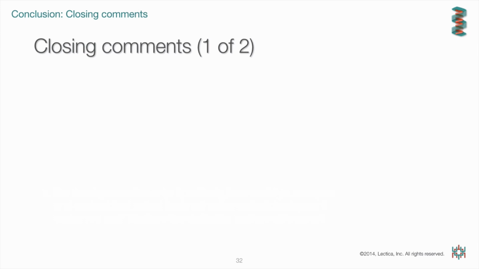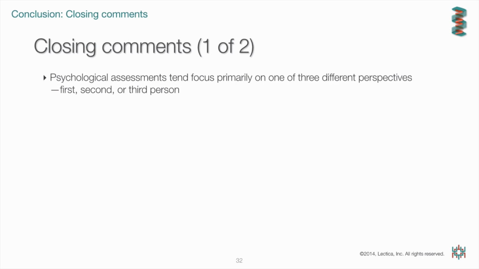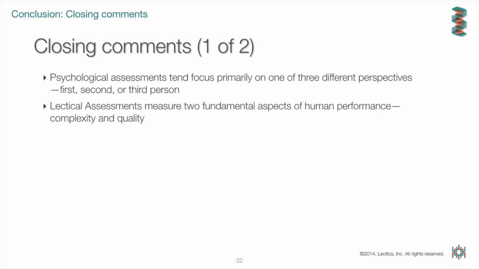I'd like to make some closing comments before we conclude this lecture. As we saw, psychological assessments tend to focus primarily on one of 3 different perspectives. First-person perspective, my perspective, second-person perspective, your perspective, or third-person perspective, a more objective stance. Lectica specializes in third-person assessment. Lectical assessments measure 2 fundamental aspects of human performance: hierarchical complexity and quality. Hierarchical complexity relates to vertical development, and quality relates to the robustness of the neural network.